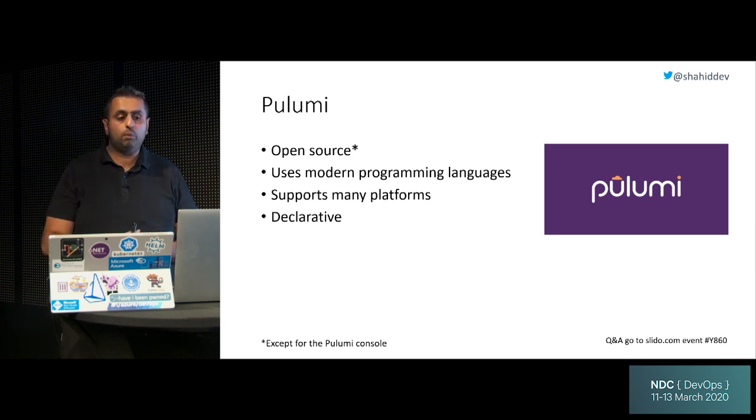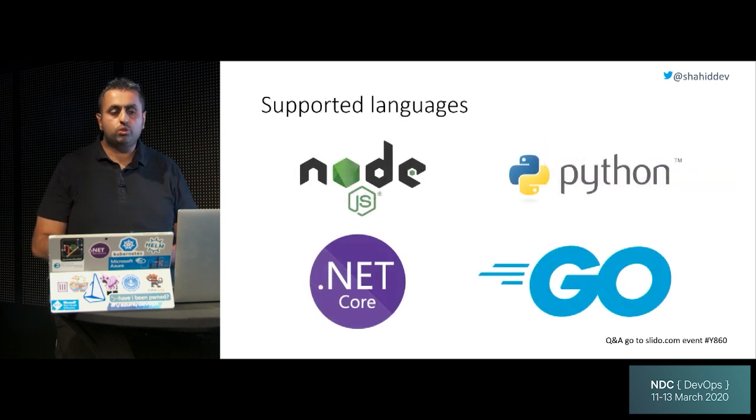It's exactly the same as the ARM templates. It's a desired state. So I said it's open source, it's free. There is one component within Pulumi which isn't free, but as I'll talk about later, this in no way hampers your usage of Pulumi if you want to get started with it. So Pulumi supports Node, Python, .NET Core, and Go at the moment. .NET Core and Go are currently in preview. I believe they're due to maybe go GA within about a month or so.